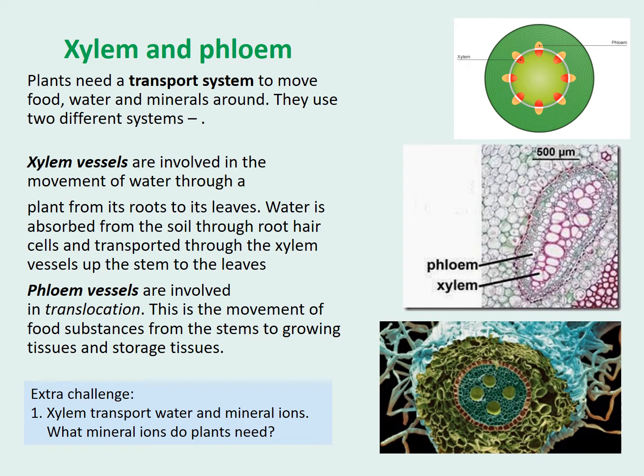to the leaves. The phloem vessels are involved in a process called translocation, and translocation is where food substances are moving around the plant. So they tend to go from the leaves down to the roots because they don't photosynthesize, and also storage tissues. So things like potatoes, which grow underground, that's just storing away that excess food. So what I'd like you to do is make sure you've got the information about xylem and phloem vessels, the tissue.